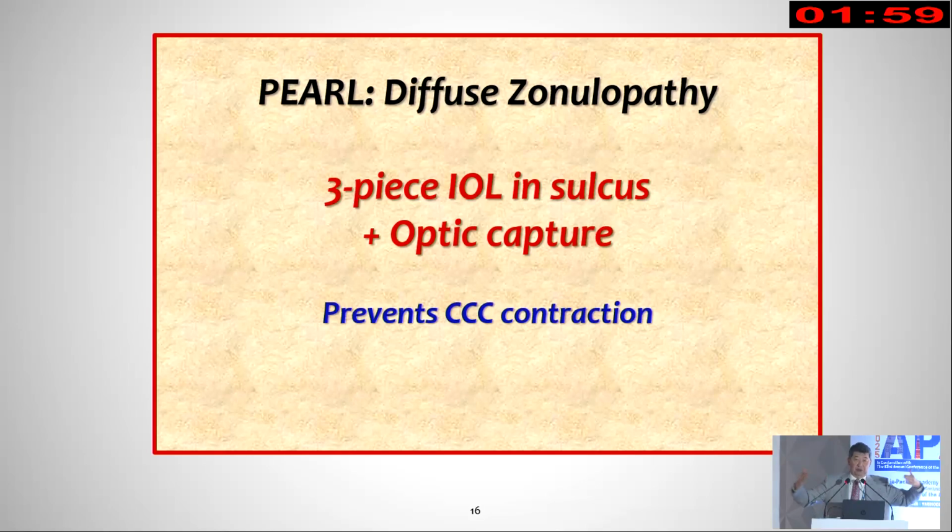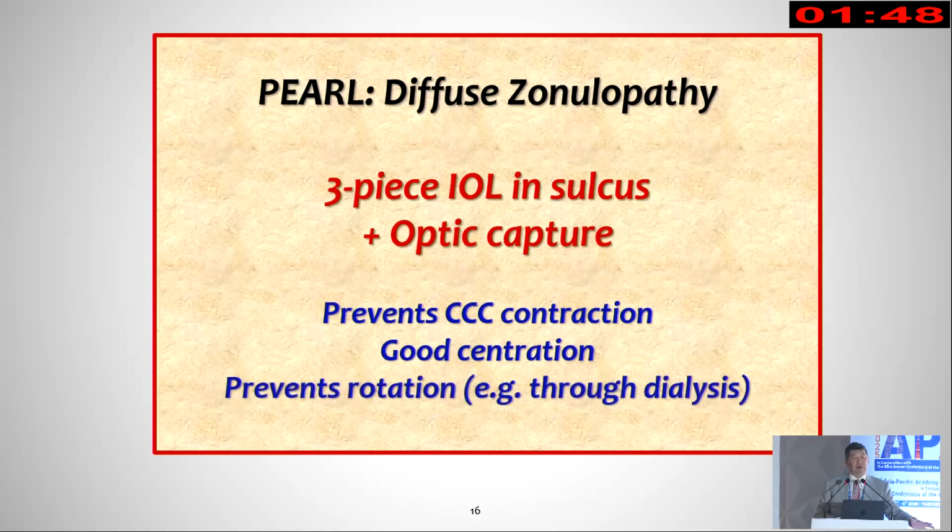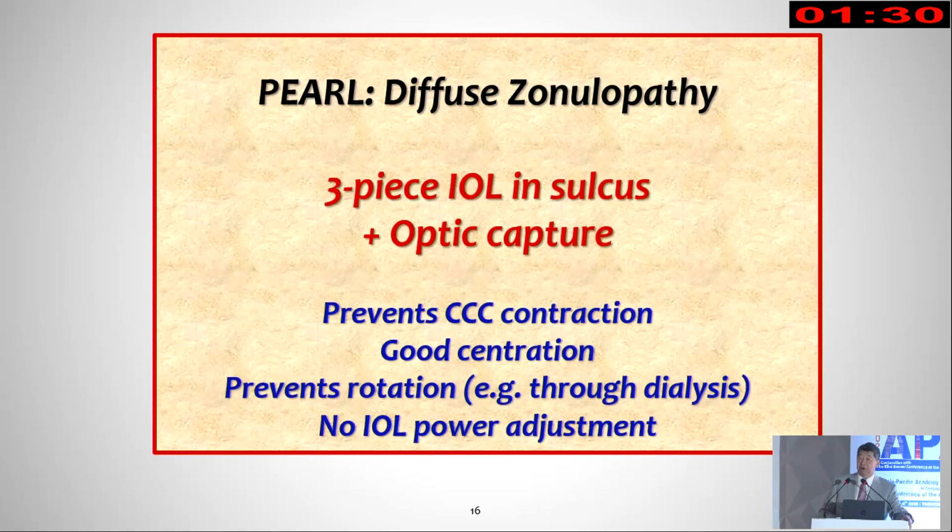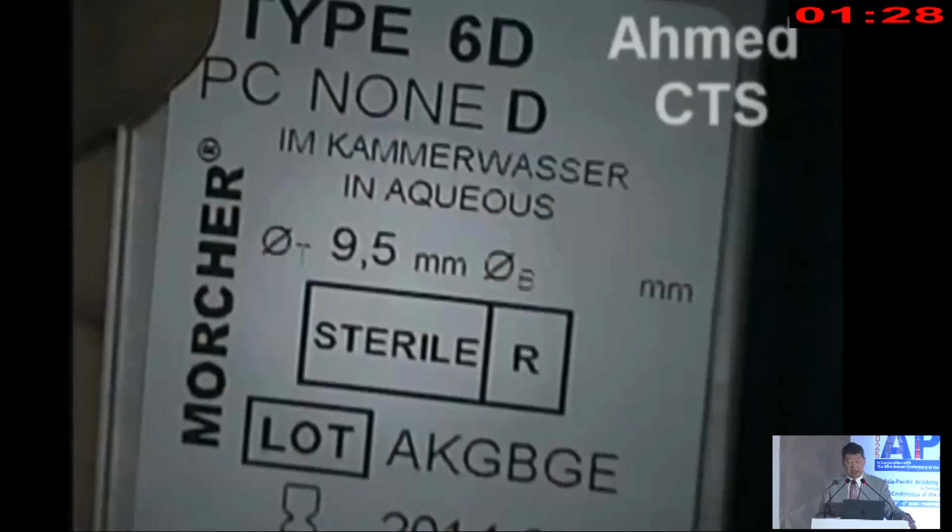It sort of reduces peripheral stress on the zonules, but this will prevent capsular rhexis contracture. If the rhexis is centered, then your lens will be centered. It does prevent rotation. I showed you a case of a zonular dialysis, but even diffuse zonulopathy, you don't know if there's an occult dialysis, and if it's just in the sulcus, it might rotate, find its way through there, and you get a late decentration. A nice little benefit. You don't have to change the IOL power, as you know, when you do optic capture.